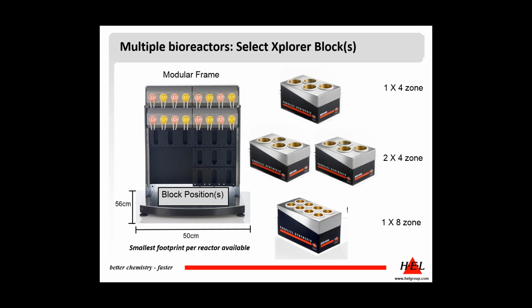Because the system is designed to accept multiple bioreactors, we have different blocks available that can be placed on the bioframe. So here's the block position, and onto this you can place either a 4-zone block, 2 4-zone blocks, or a 1 8-zone block. And those blocks are within a 50 by 56 centimeter footprint. So the design is really to ensure that you get the most out of valuable bench space, and you also get as many bioreactors into that bench space as possible.